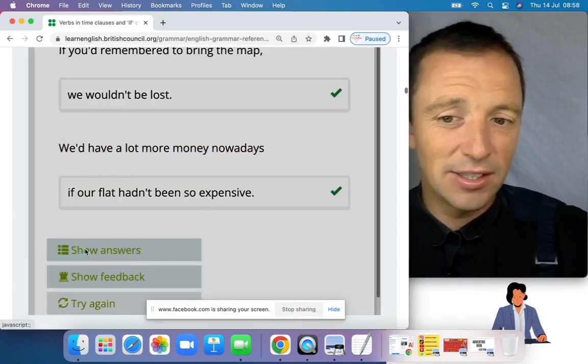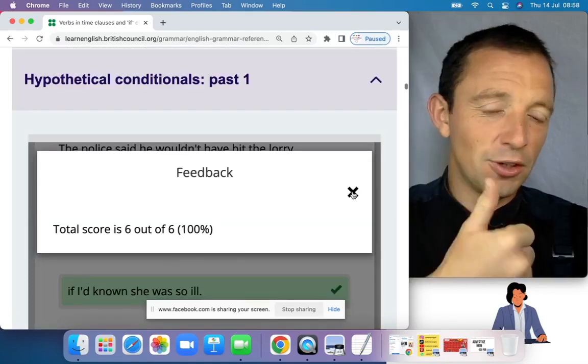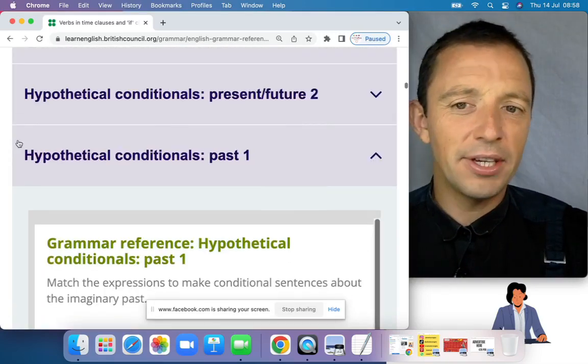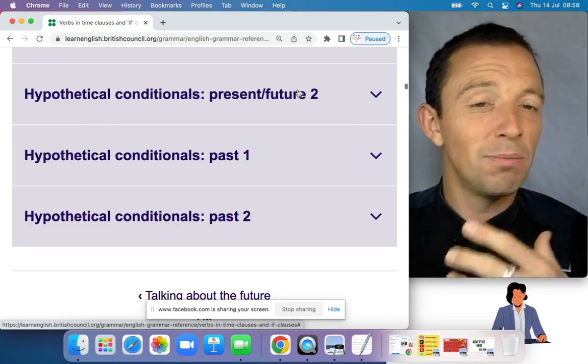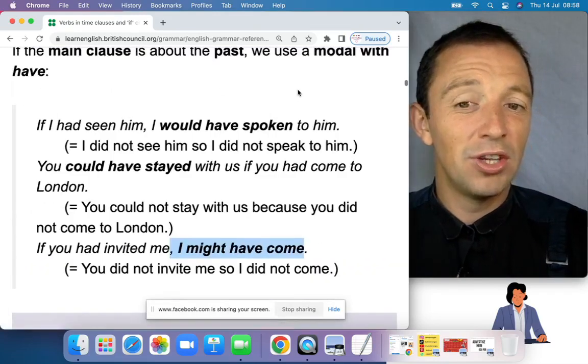Let's check the answers. And that's 6 from 6. Good job. Okay, very good. So they are very interesting exercises. Exercise 2 and 2 are repetition, more or less just a type of revision. So that is the lesson for today.